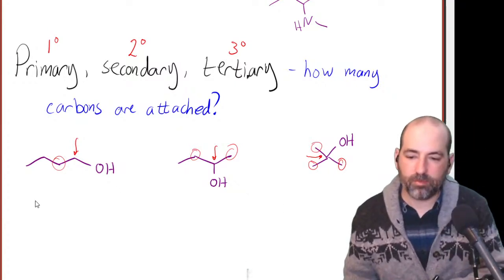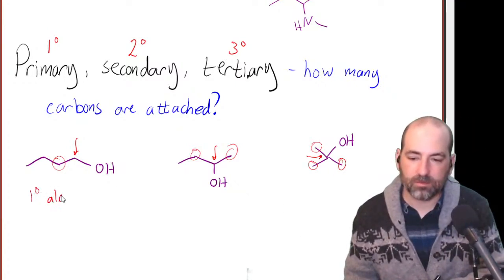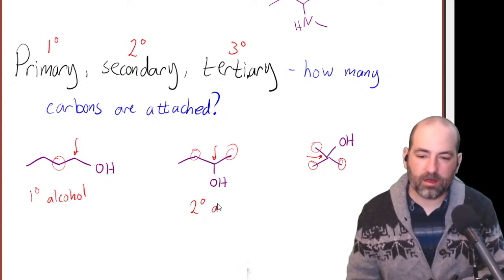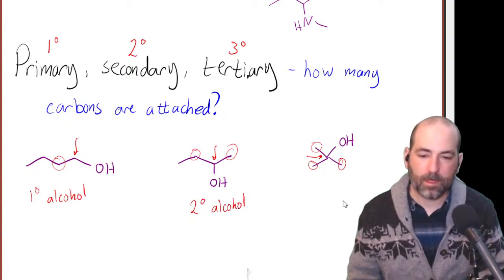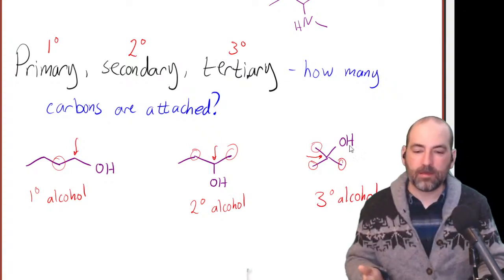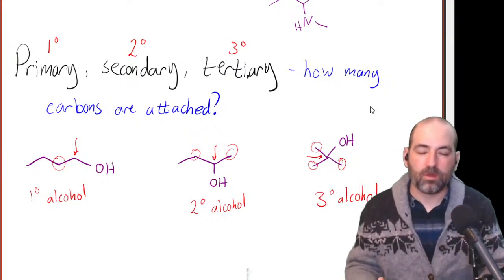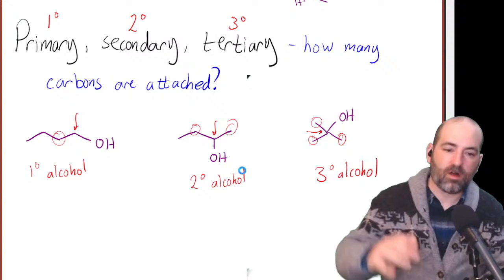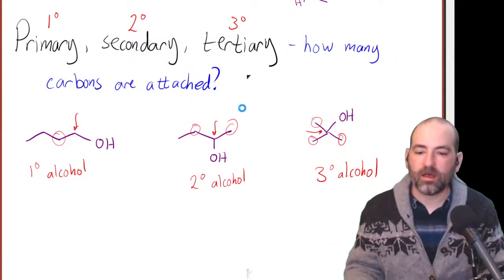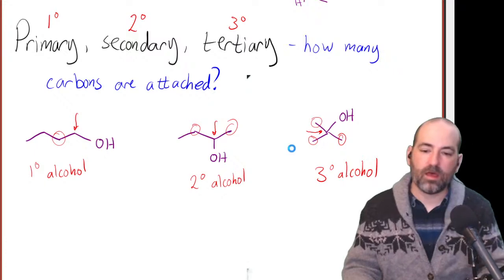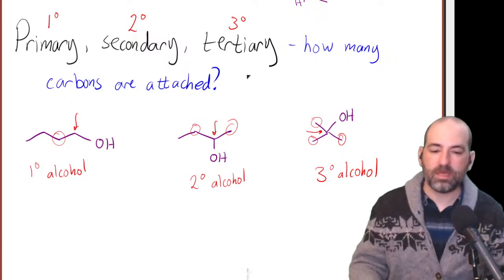So we would call this a primary alcohol. We would call this one a secondary alcohol. And we would call this one a tertiary alcohol. And that's going to affect its reactivity and what kinds of things it can do. When we look at some of the biological molecules next, this is kind of all preparation for that. We're going to say, okay, is this a primary site or a secondary or a tertiary alcohol or amine?